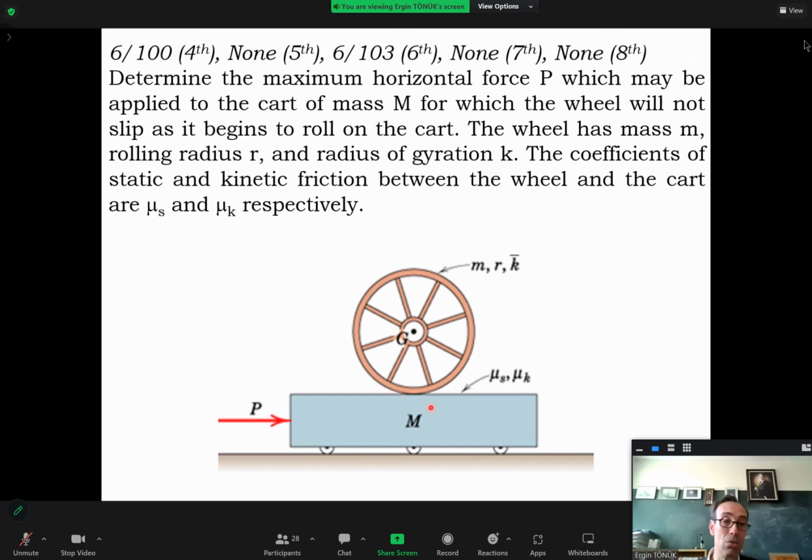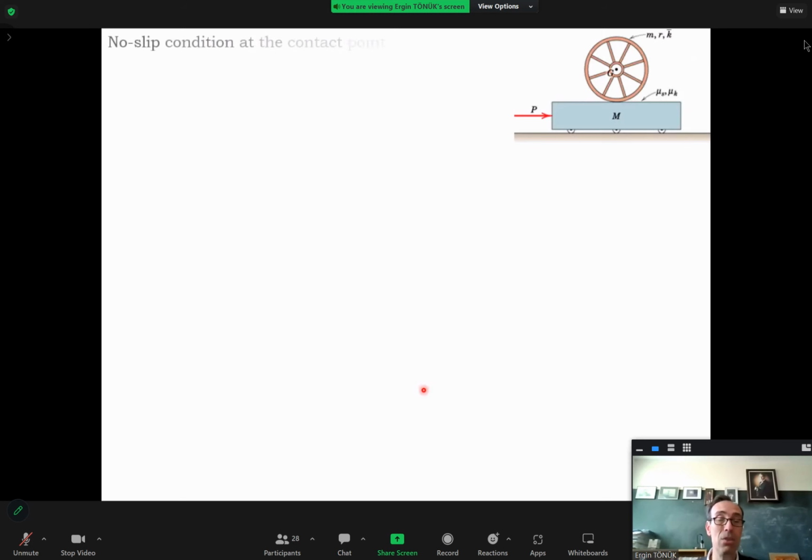Also, if it's rolling without slipping, then it's going to have a constraint motion. That is, we will have a kinematic constraint. So we may start with that. We can think that there's a contact point between the cart and the wheel, which I call P.